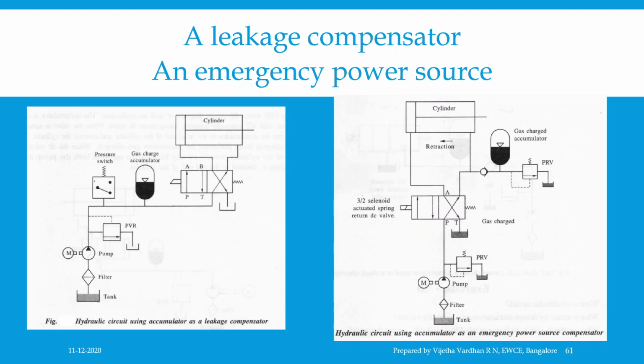When there is a failure of the pump or the motor driving the pump, the solenoid gets de-energized and the spring returns the direction control valve to the normal position. This results in oil stored in the accumulator flowing to the rod end and retracting the cylinder. A solenoid actuated direction control valve is used so that the solenoid gets automatically de-energized.